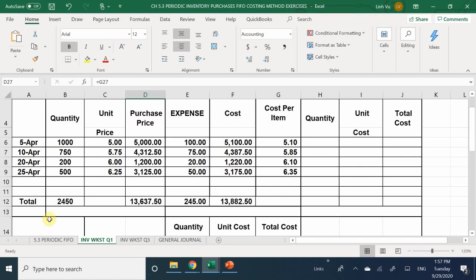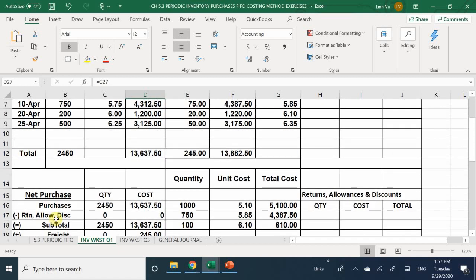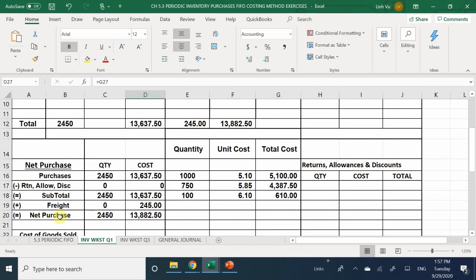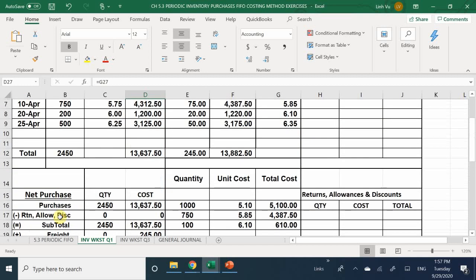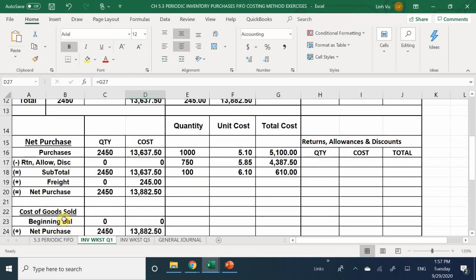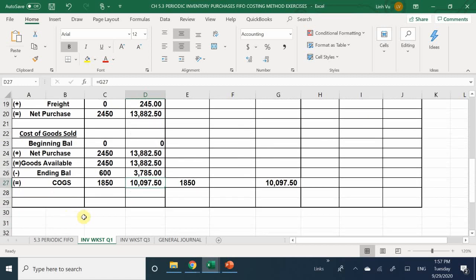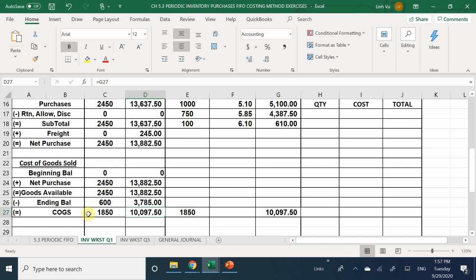2450. Do we still have the 2450? No. What happened to it? We sold it. So how many items do we have left in inventory? 1850 is what we sold. Ending balance is 600, correct? Yes, ending balance is 600.